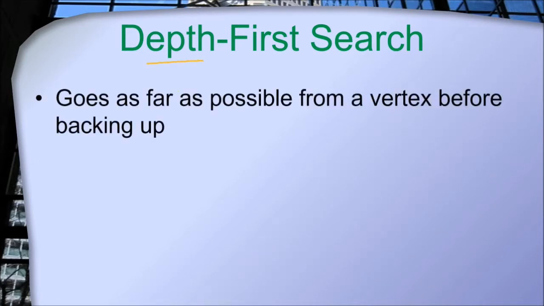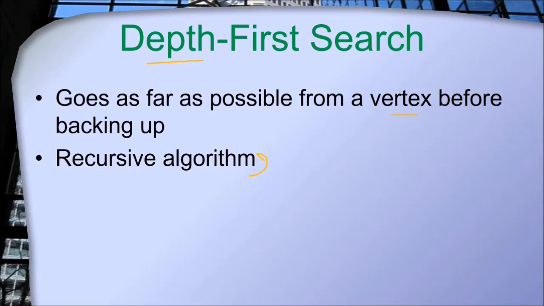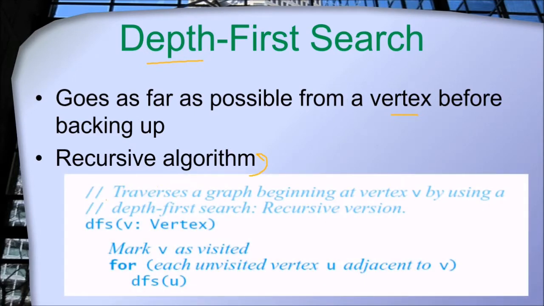In depth first search, it goes as far as possible from a vertex before backing up. So it will just go deep down. It will go as far as possible from a vertex before coming back or backing up. This is a recursive algorithm. For example, to traverse a graph beginning at, say, vertex V, using depth first search, the recursive version would be something like this.